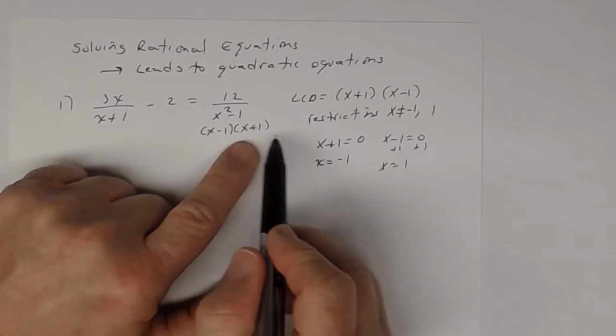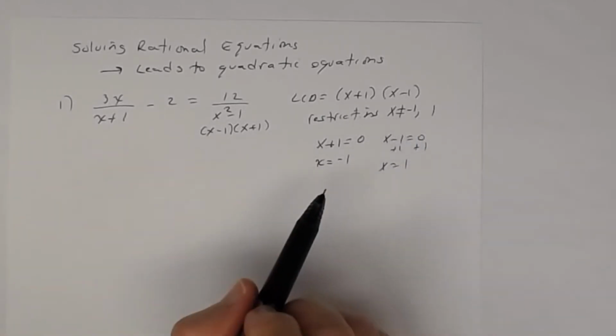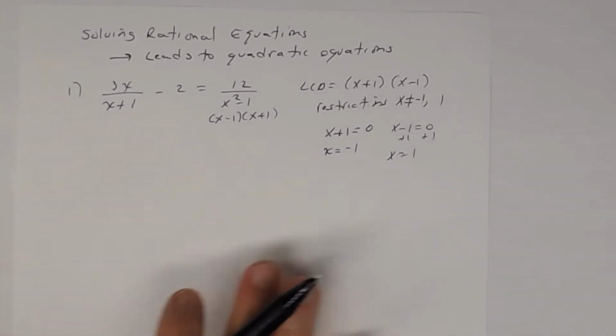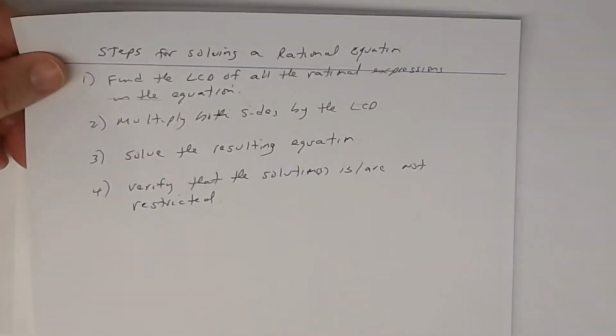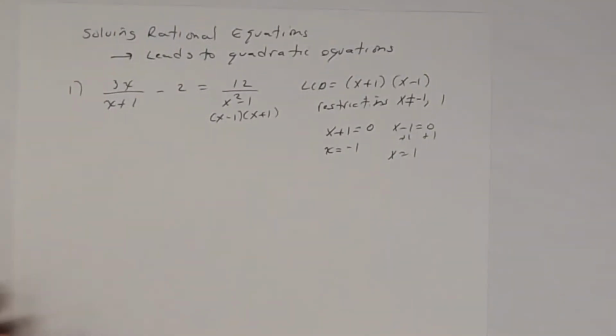And then for that one, I already dealt with. That's this one right here. So there are two restrictions, 1 and negative 1. Okay, now let's go ahead and do the next step. And the next step is to multiply both sides by the least common denominator. So let's go ahead and do that.